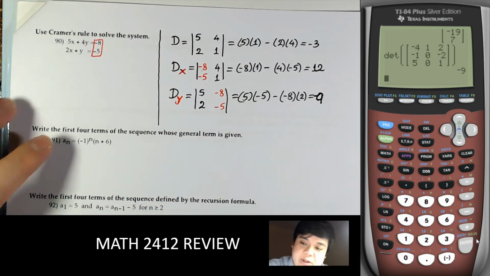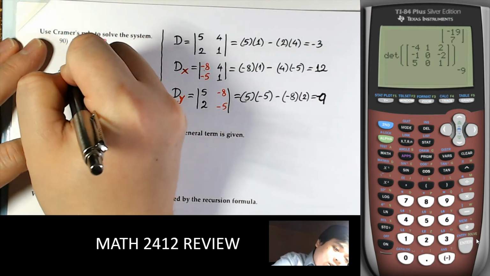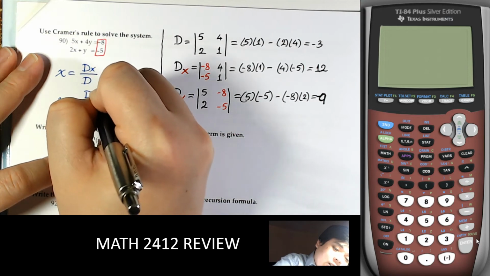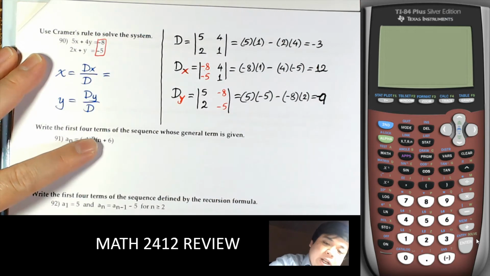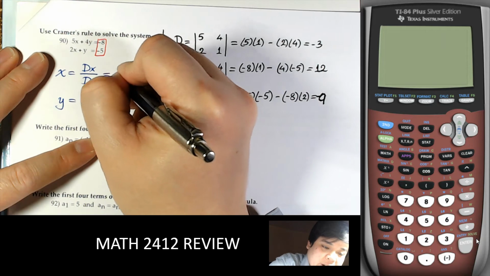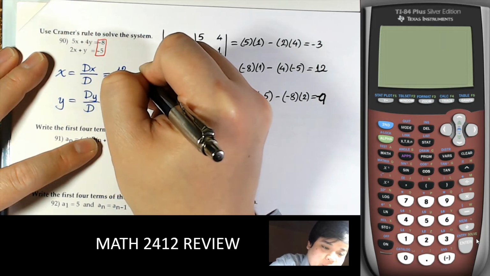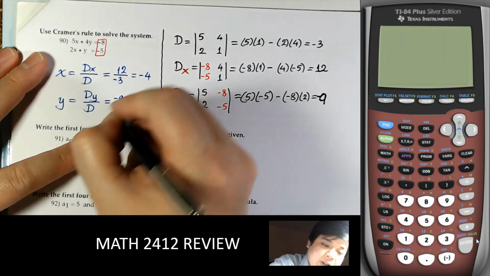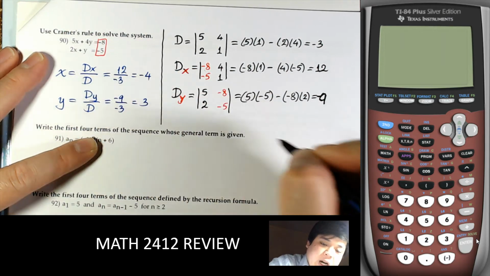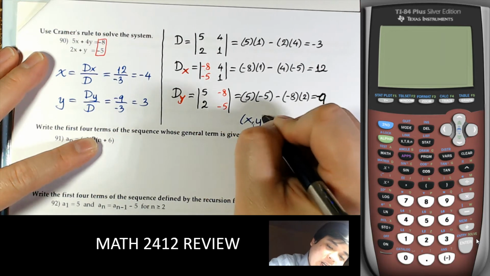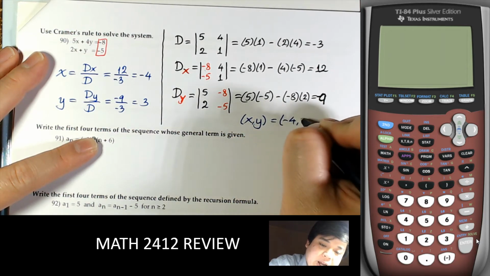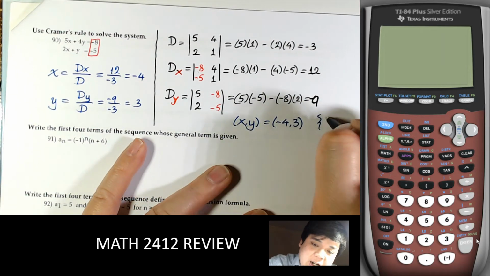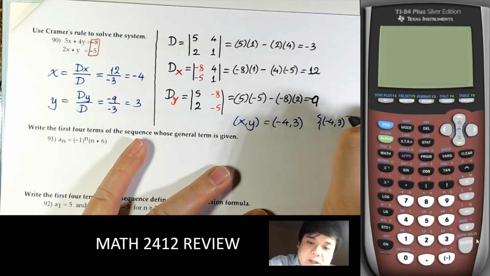And then finally we will have x equal to dx over d, y is dy over d. dx over d, 12 over -3 is -4, dy over d, -9 over -3 is 3. So the solution x, y equal to -4 and 3. Or we can write that in the set of -4 and 3, like that.